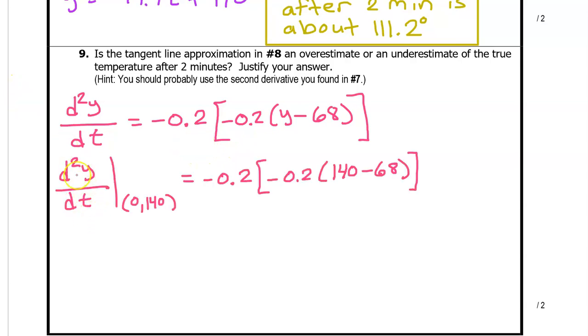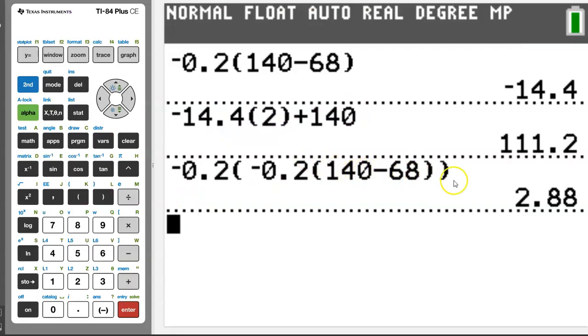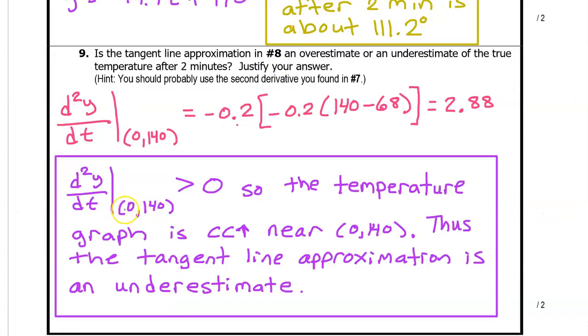In problem number 7, we came up with this equation for the second derivative. We can evaluate the second derivative at the point 0, 140 to find out if the curve is concave up or concave down near this point. We get positive 2.88. The second derivative is positive at 0, 140, so the temperature graph is concave up near 0, 140. Thus, the tangent line approximation is an underestimate.